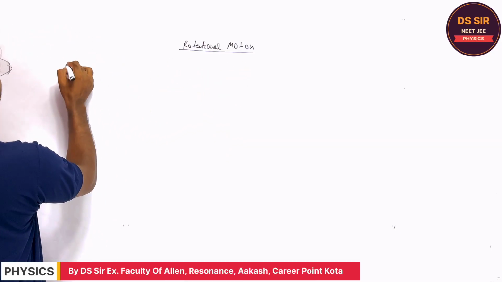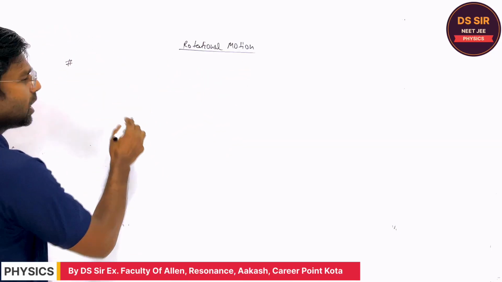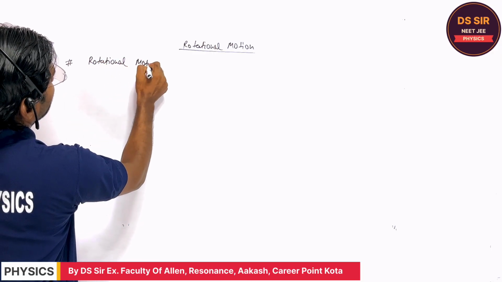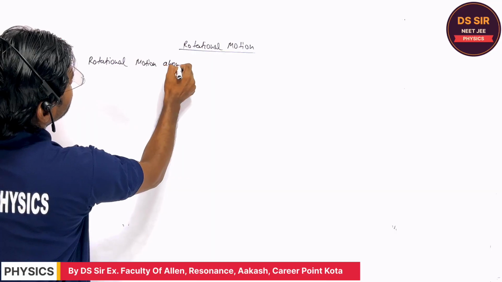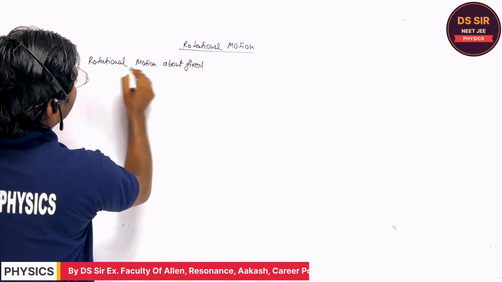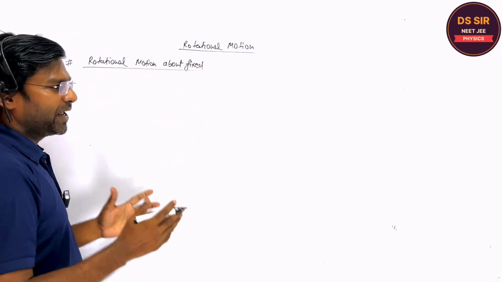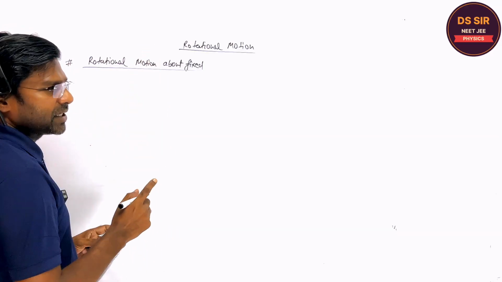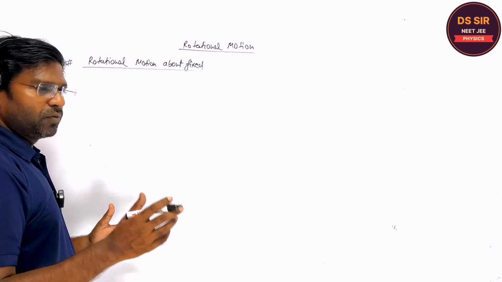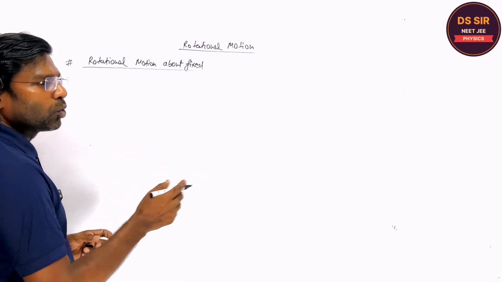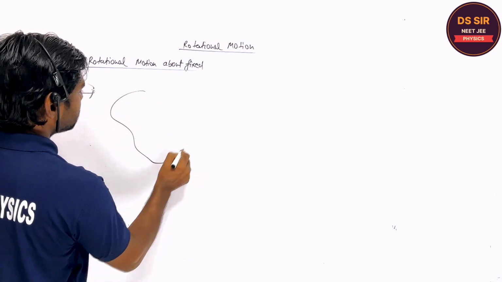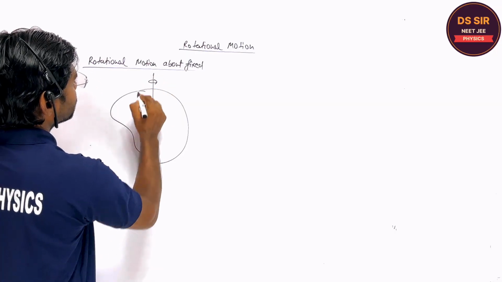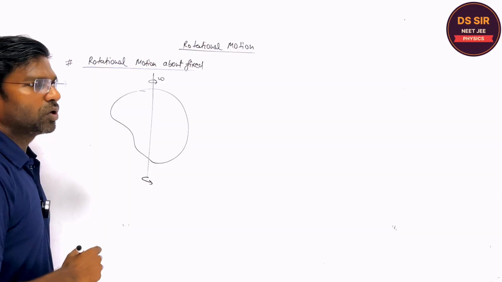First of all, we are discussing rotational motion about a fixed axis. For example, if you consider the fan, this fan is moving about a fixed axis. The door of your house, of your room, rotates about a fixed axis. Suppose this is the body, and this is the axis of rotation, and it is rotating with angular velocity omega.